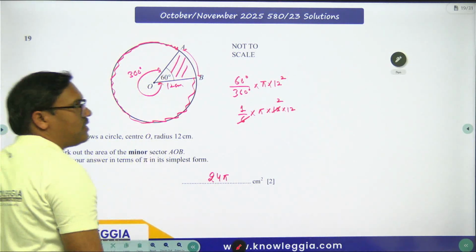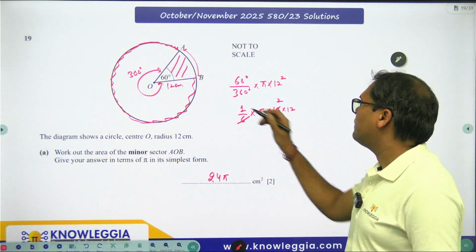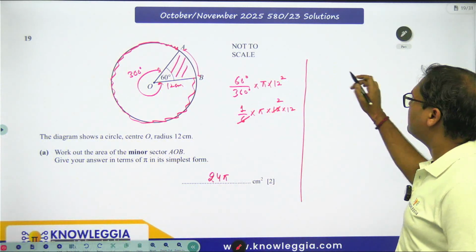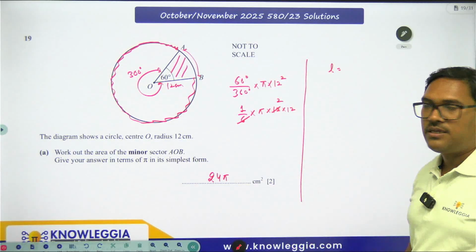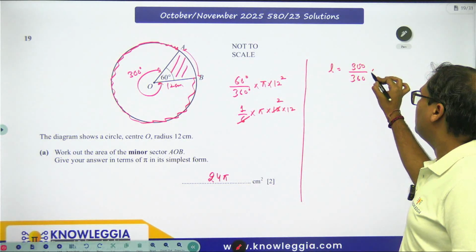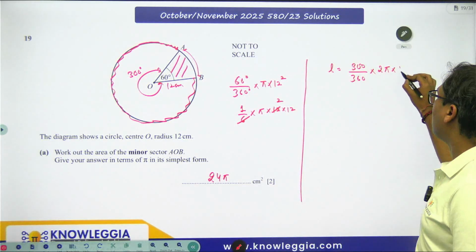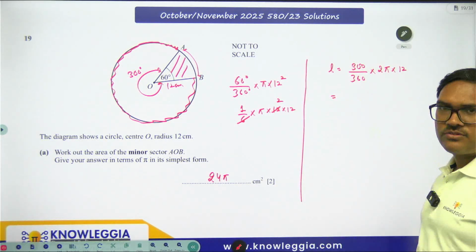Why is this 300 degrees? Because this is 360 degrees minus 60 degrees. So what is the length of this? I'll just write it here. The length will be equal to theta, which is 300 upon 360 into 2 pi into radius. What is the radius? 12. So now let's simplify this.